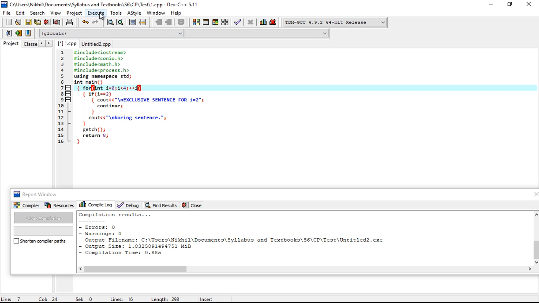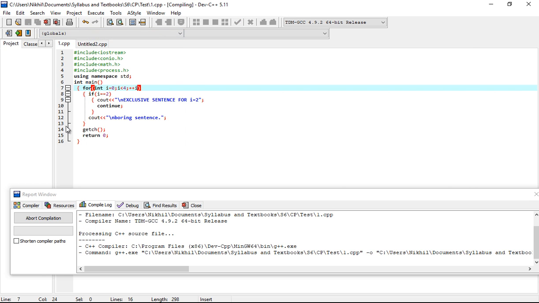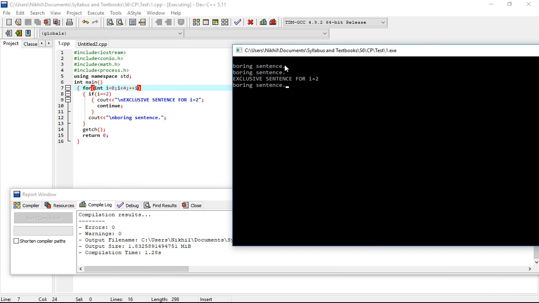Now when I execute the program, it will be easier for all of you to understand. See, when i was 0, the boring sentence was outputted. When i was 1, the boring sentence again. When i was 2, only the exclusive sentence for i equals 2 was outputted. The boring sentence was skipped because C++ saw this continue over here, and so when it saw this continue, it jumped right back to the next iteration.